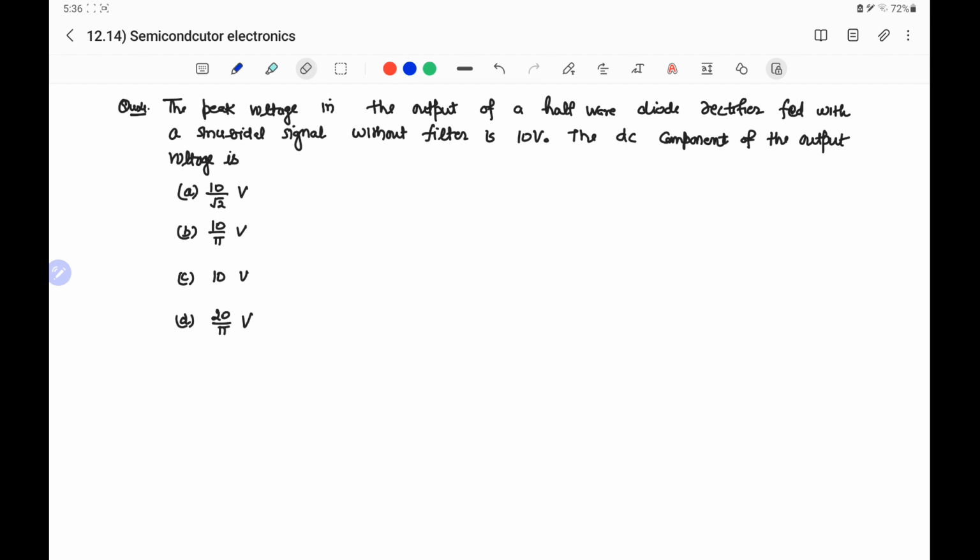Fourth question is, the peak voltage in the output of a half wave diode rectifier fed with a sinusoidal voltage without filter is 10 volt. The DC component of the output voltage is? It is given that the output voltage has the peak voltage 10 volt, and because it is sinusoidal, it is 10 sin omega t. If we draw the output voltage with respect to time, we will have an output voltage which is sinusoidal for half cycle, and then no output for the next half cycle. Then again we get the output, then no output, and so on. So one cycle has the time period capital T.